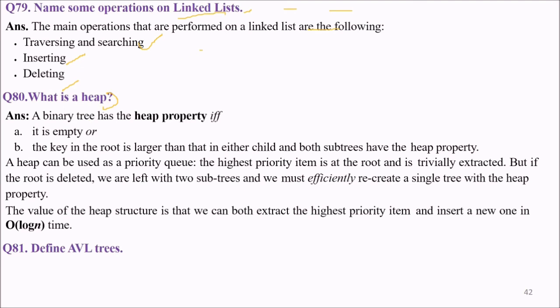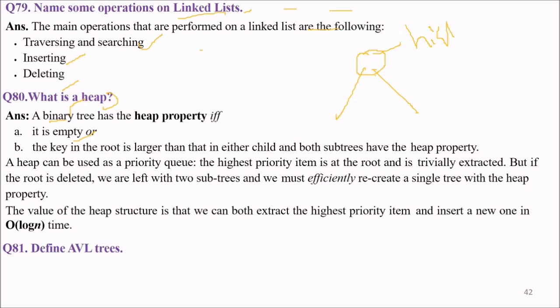A binary tree is called a heap when it follows a certain property. What is the property? Either the binary tree should be empty, or in a heap, the root is larger than either the child or both subtrees. First, let me tell you what exactly a heap is. The root is the highest element or the lowest element. There are two types, min heap and max heap.